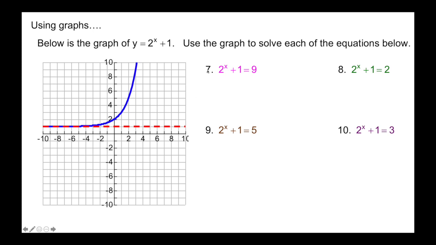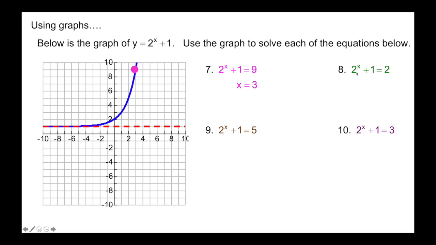So first of all, with number 7, when I'm looking at 9, I find 9 again on this axis, and it is going to cross the graph right here, and we're looking for the x value that matches up with that point. So as I look for my x value here, it's going to line up right there, and that's going to be 3. If I calculate 2 to the third, I get 8. 8 plus 1 does give me 9, so I can be confident with 3.